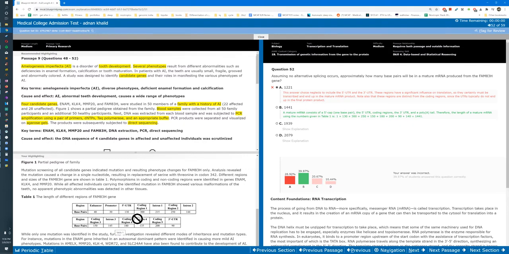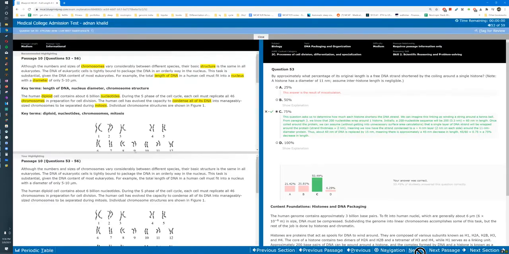They actually add the UTRs. So yeah, I guess that's why I forgot to add those. This one is actually kind of tough. I don't know why it's medium. It's definitely much tougher.